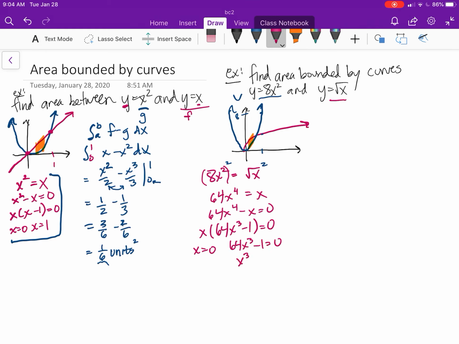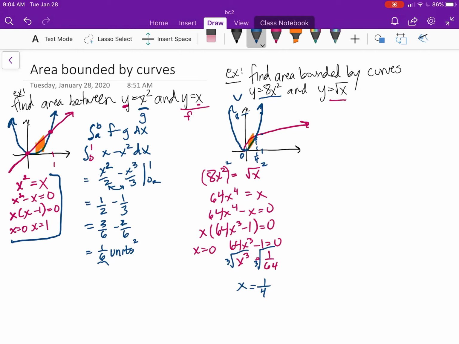Add 1 and divide by 64. Cube root it. Cube root, we do not need the plus minus. So the cube root of 1 is 1. The cube root of 64 is 4. Right? 4 times 4 is 16 times 4 is 64. So now we knew this intersection, like I said up here, was not drawn to scale. It went to 1/4 and it started at 0.